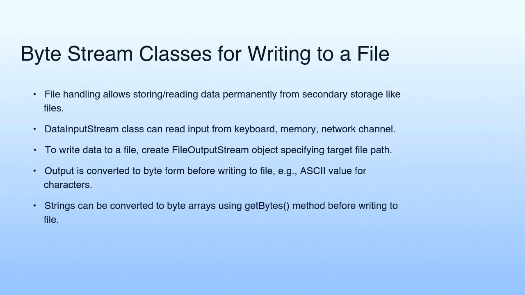To write data to a file, we create a file output stream object specifying the target file path. Output is converted to byte form before writing to the file, such as converting characters to their ASCII values. Strings can be converted to byte arrays using the getBytes method before writing to a file.